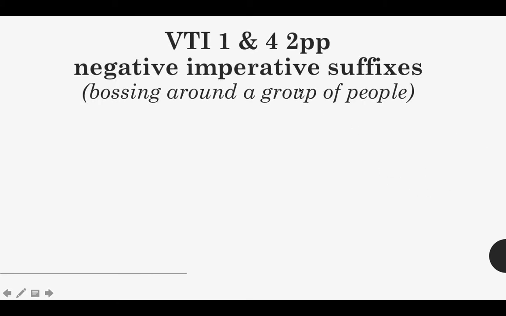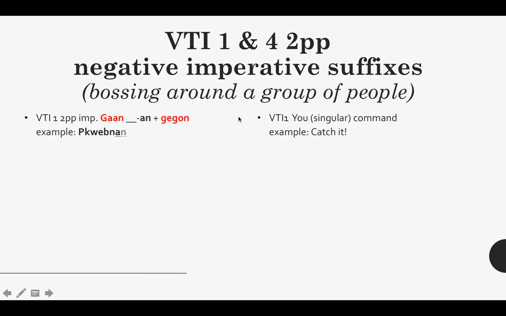So moving on to our VTI 1 and 4's second person plural negative imperative commands. So we're bossing a group of people around again. This time we're telling a group of people what not to do. So instead of using gen from before, we're using ge gun, and we're not going to drop that N sound. That's a mistake on my part.